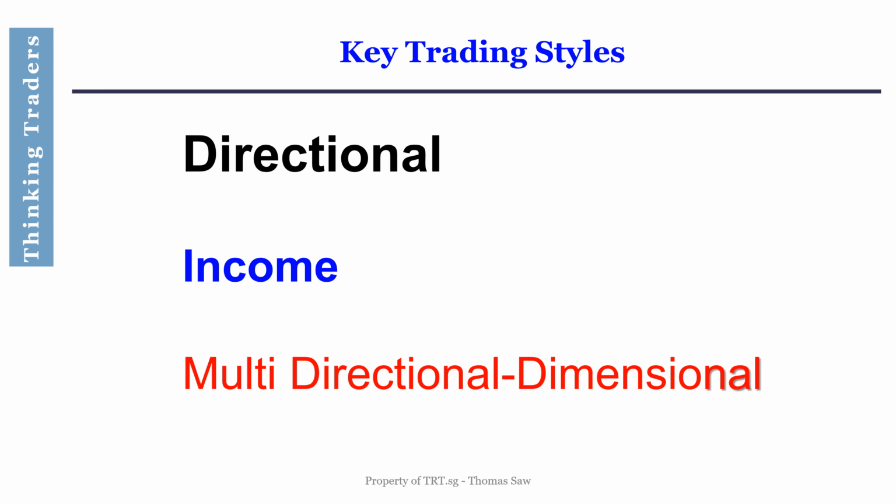Okay, next. Income trading is different from directional. Income trading is a form of trading where even if the market doesn't move, you can still make money. It depends how you structure it. The market doesn't move, the market goes up by $50, you can also make money. The market drops by $100, you can also make money.